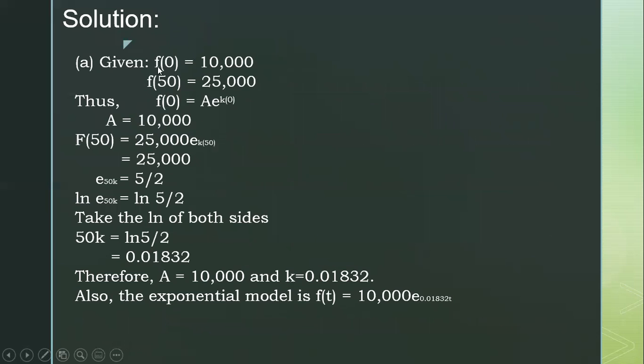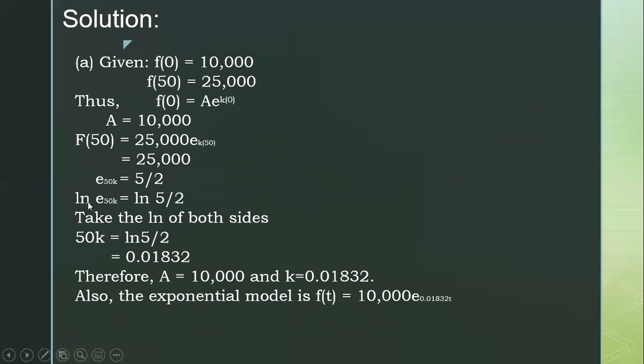If we use f of 0, which is 10,000, and f of 50, which is 25,000, given in the problem, we need to solve f of 0 equals a e raised to k times 0. Therefore, a is equal to 10,000. Then if t is equal to 50, we have 25,000 equals 10,000 e raised to k times 50. So e raised to 50k is equal to 5 halves.